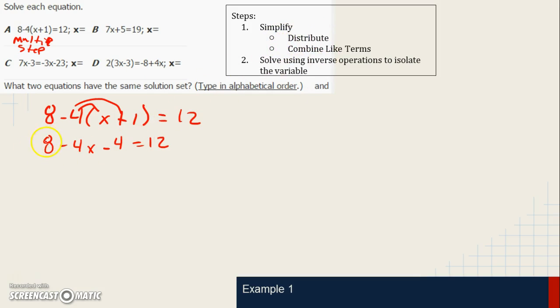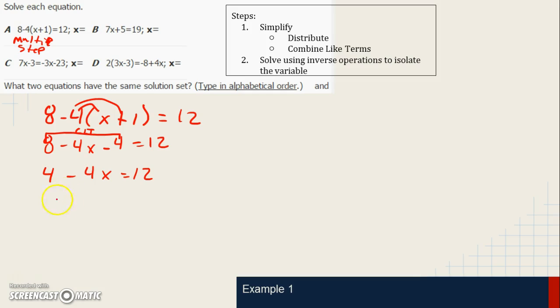Here we have an 8, and we have a -4 that we can combine. 8 plus a -4, or 8 minus 4, is 4. So we can combine those terms. 4 minus 4x equals 12. And now that we've simplified as much as we possibly can, we can go ahead now and start solving using inverse operations.